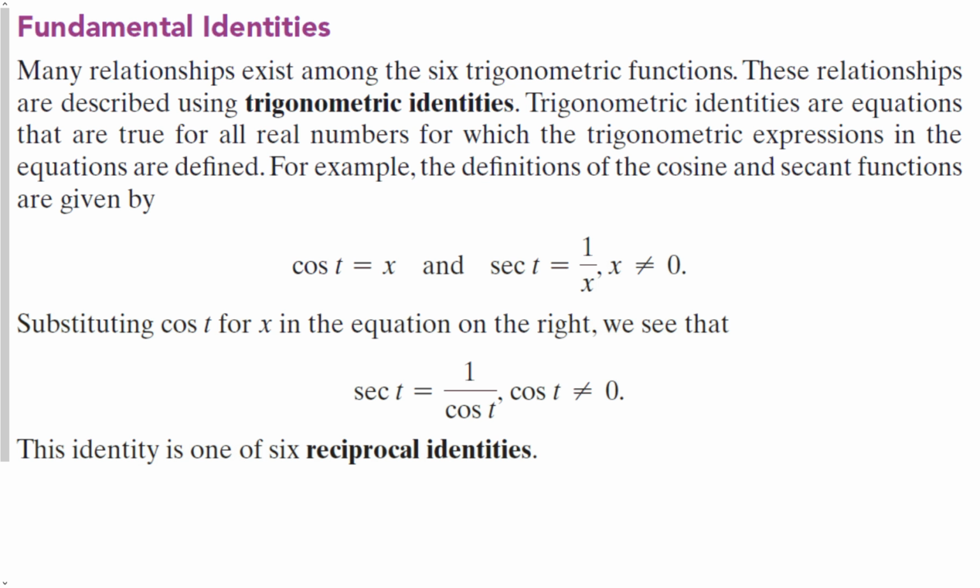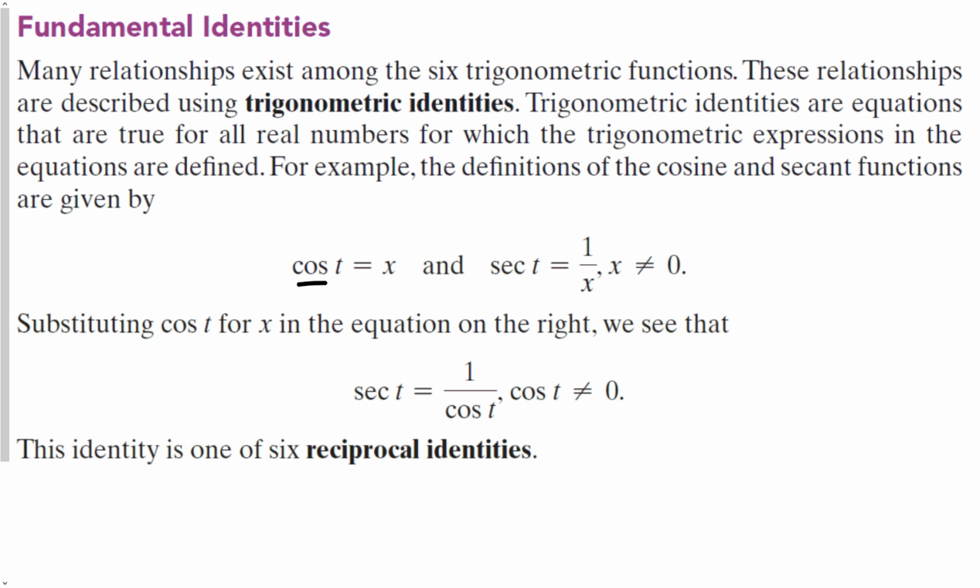as we go through this chapter, we're going to use a lot of these relationships to help us with calculating values, graphing these things later. But one of the most common relationships are called the fundamental identities, and each one with its reciprocal identity and its quotient identity. We'll get to in a second. But these identities are equations that are true for all real numbers for which the trigonometric expressions in the equation are defined. So cosine is defined for everything, but secant is not defined when x is equal to 0. So you just got to be careful about that.